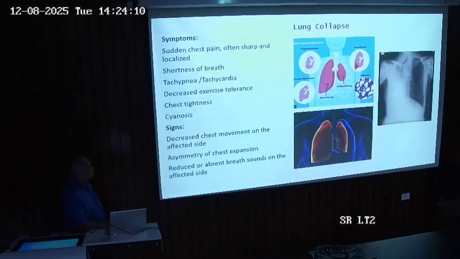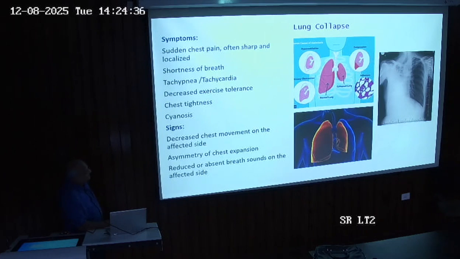This again shows signs of lung collapse, you can see here. This is the portion of the lung collapse. So sudden onset sharp localized chest pain, shortness of breath, tachypnea, tachycardia, etc. These symptoms will be there. Decreased chest movement on the affected side because there is lung collapse already.